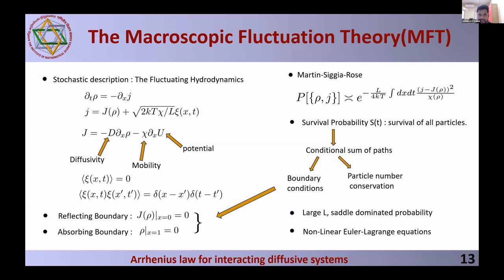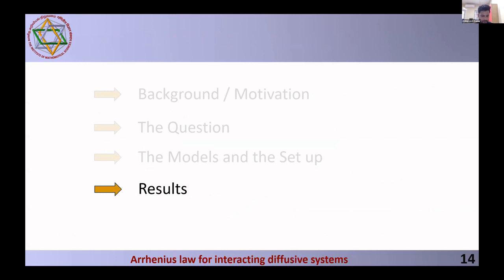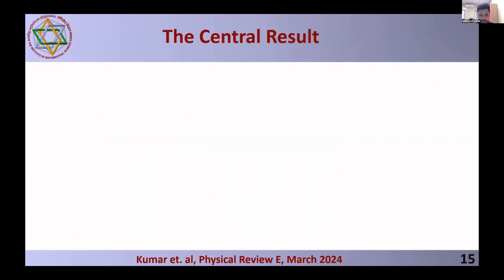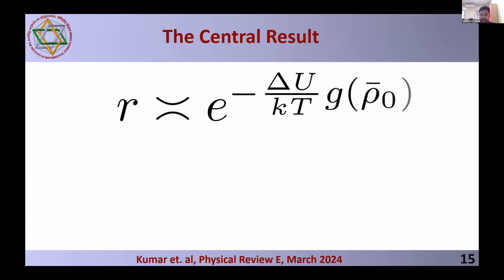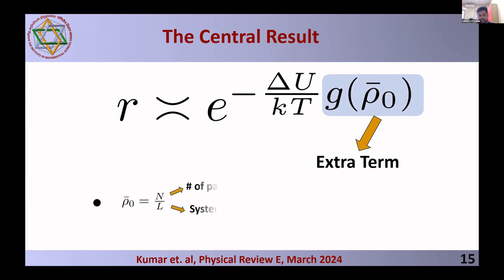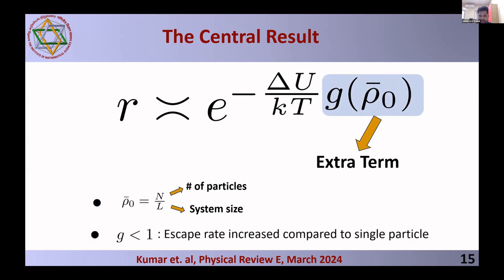So after having described this macroscopic fluctuation theory in brief, I now move on to results, skipping further technical details. We saw that for the models that I described, the result can be combined in one simple formula, which is here. And we noticed that there is an extra term which was not there in the case of the single particle Kramers escape rate formula. What is this rho 0 bar? It is basically the mean density of the system. Also, one thing to note is that when G is less than 1, the escape rate is enhanced.